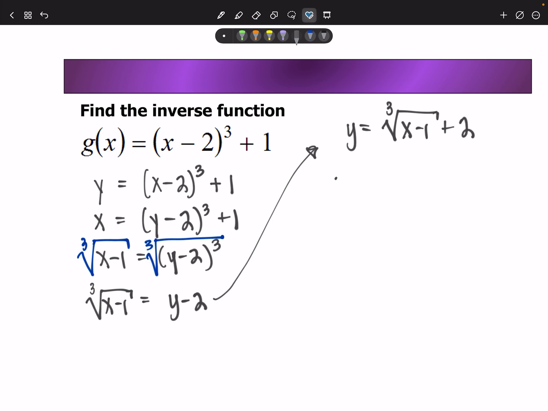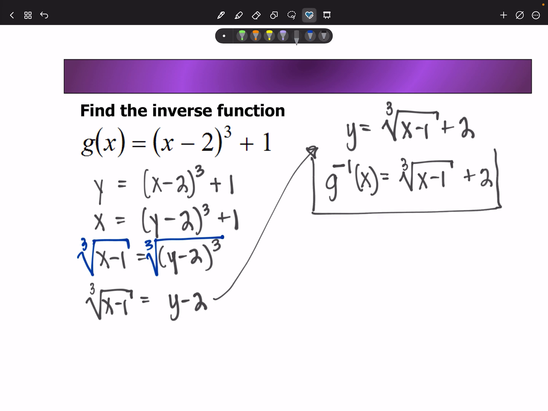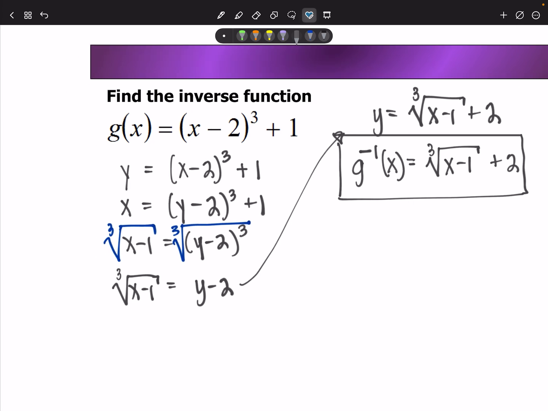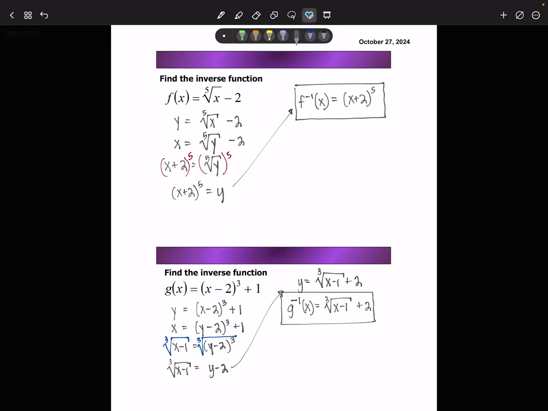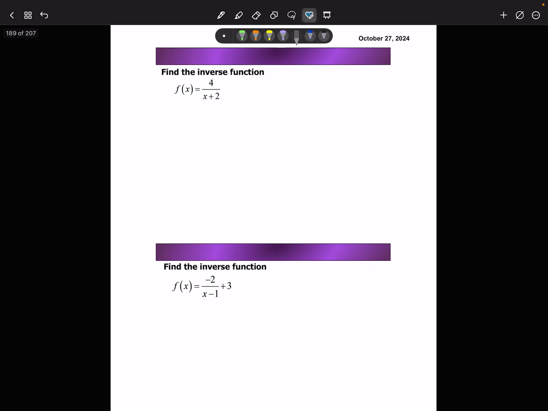And then last step is change it back to function notation. The name is g, so that'll be g inverse of x is equal to the cubed root of x minus 1, and then plus 2 on the outside. So we found the inverse of different roots, of different polynomials, of higher degrees, of linear functions. Now we're going to find the inverse of a couple of rational functions.